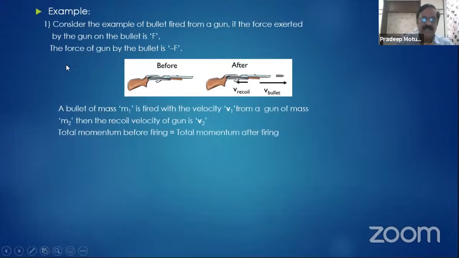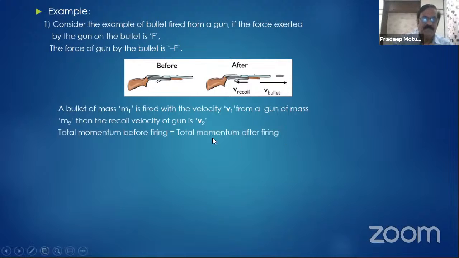So this is the example of the law of conservation of momentum. Again, I want to repeat it because it's an important topic in the chapter. Law of conservation of momentum, you know that equation: the total momentum before collision is equal to the total momentum after collision. That means the total momentum will always remain constant in a particular isolated system. At the same time, we should remember that there is no external force acting on it.